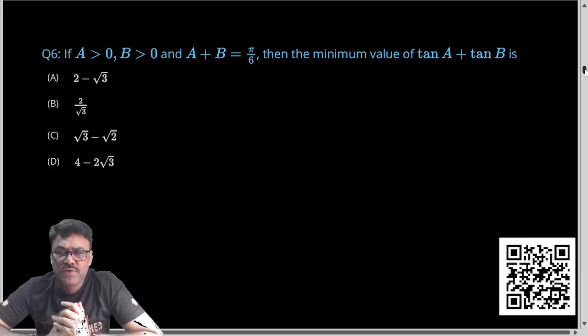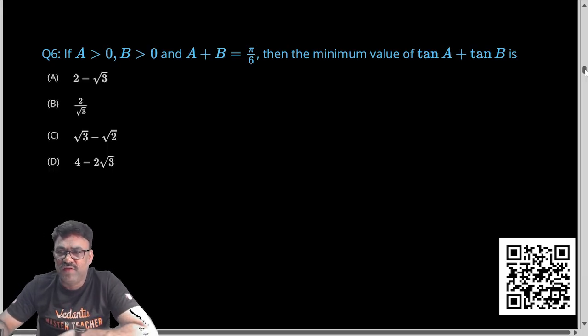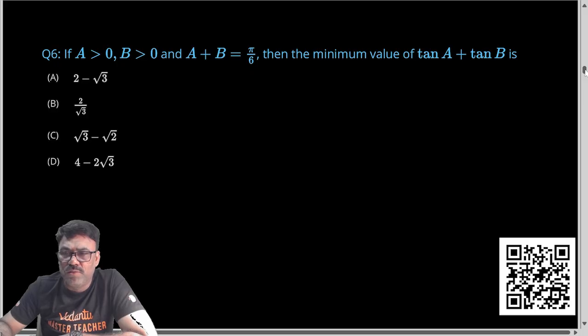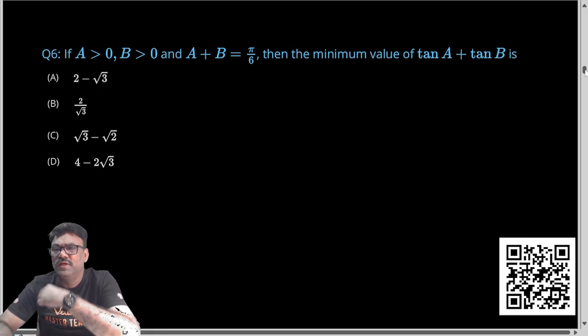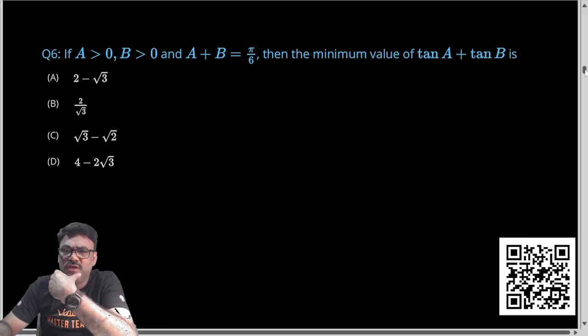See, this type of question you can do just by observation also. Of course, this expression tan a plus tan b is symmetric about a and b. Means if I interchange a and b, there is no change in this expression. So that means the minimum will occur when a is equal to b. And a plus b is pi by 6, 30 degree. The minimum will occur when a and b both are 15 degree. So just put a and b both 15 degree, you will get your answer.